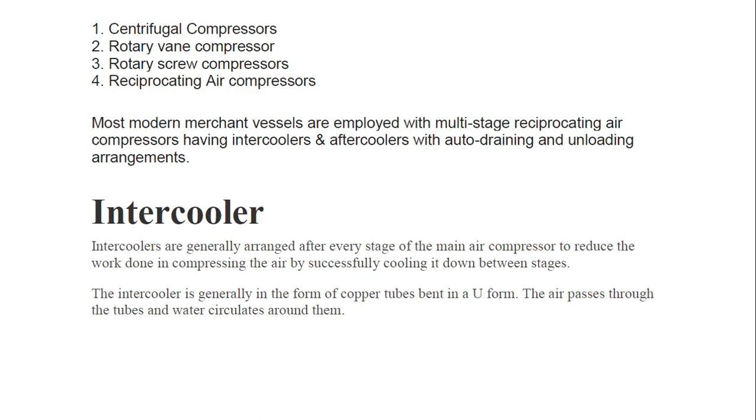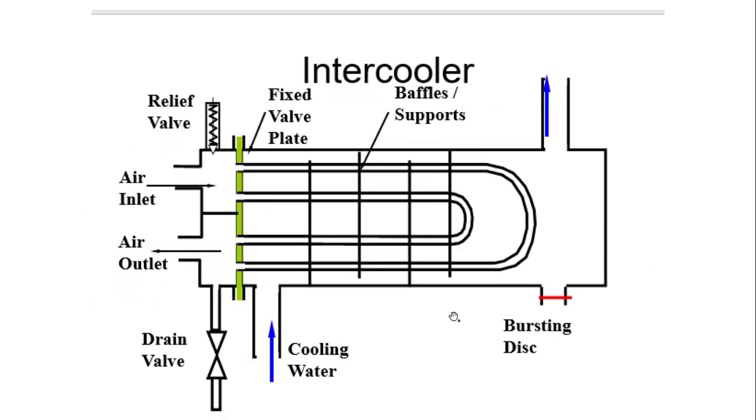So the intercooler is generally a form of copper tube bent in a U form. So I'll show you the diagram. The air passes through the tube and water circulates around them. For water cooled air compressor, we have water type of intercooler. For air cooled, we have air cooled intercoolers. Okay, so here you see there is air inlet and there are baffle plates, similar to a heat exchanger. So there is nothing to explain, and you can see here a drain valve that is available.